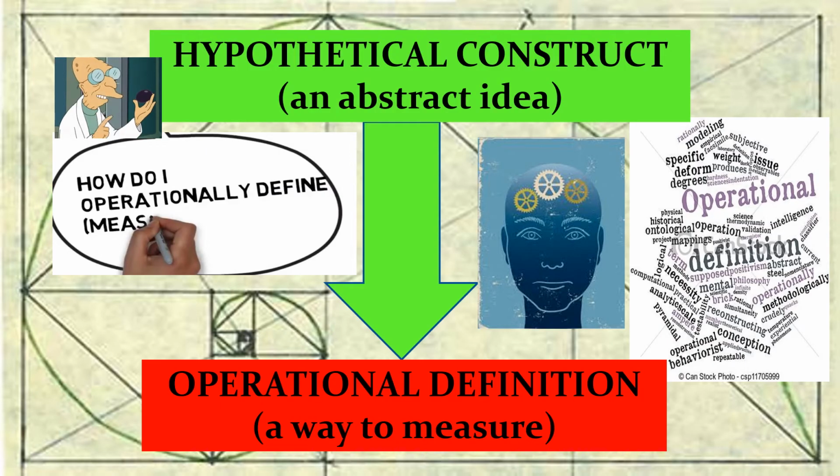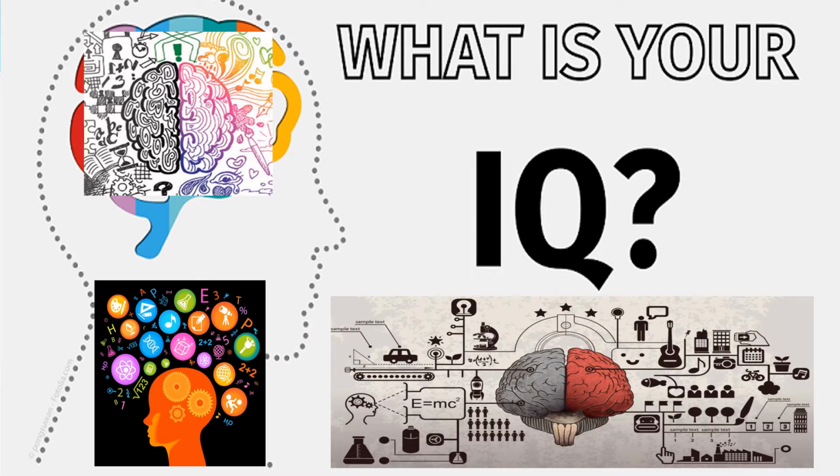And in the sciences, when we have a hypothetical construct, in order to study it, we have to make it measurable. So we need a definition that allows us to measure intelligence. This is called an operational definition. There are many different operational definitions of intelligence, but let's start with one of the most common and one of the most controversial, and that is the IQ test.